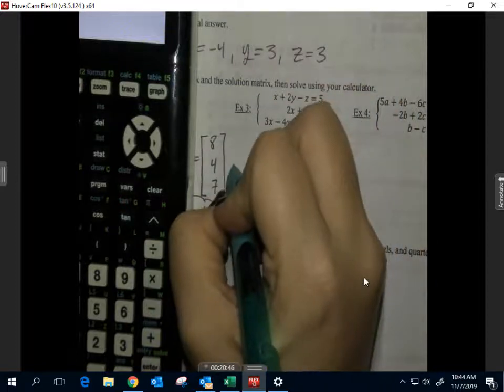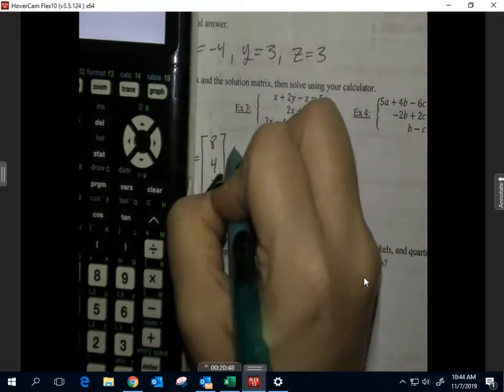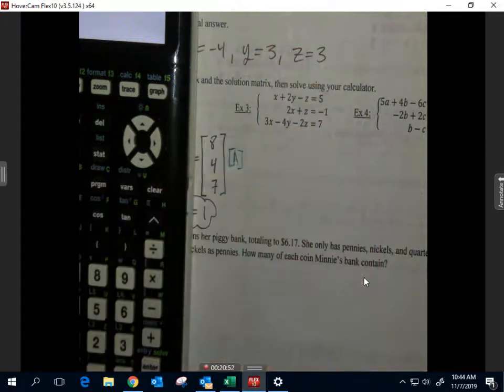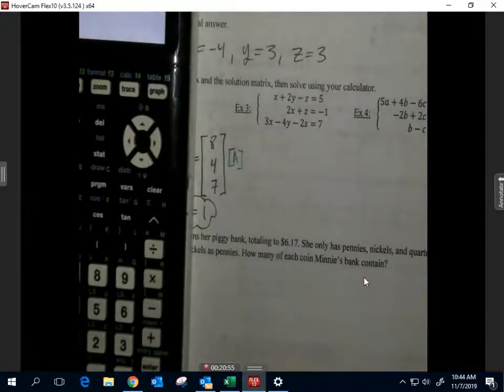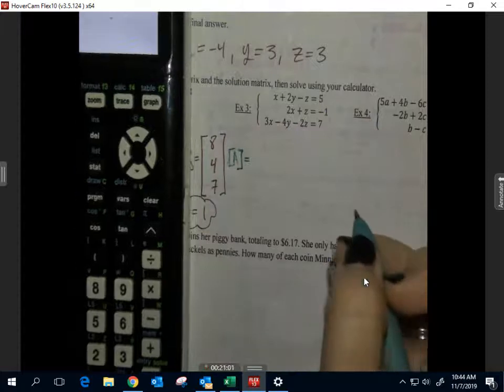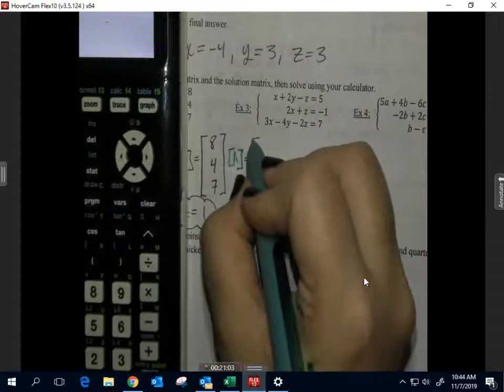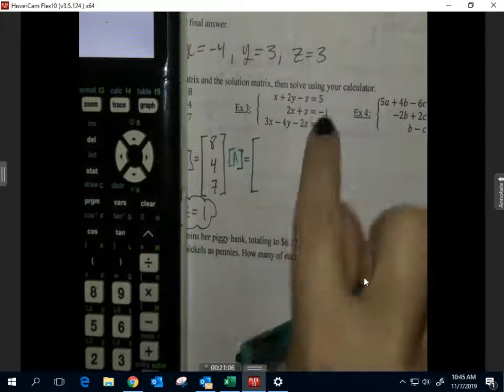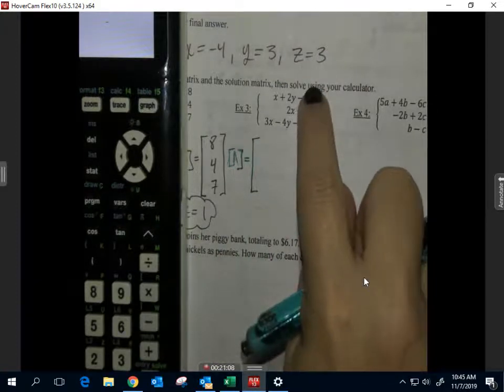So, remember, I'm going to make matrix A first. Oops, come on. Pick the one that doesn't want to write. We're going to make matrix A first. So, my first column is the x's. See, my equal signs are lined up, so I'm good to go.